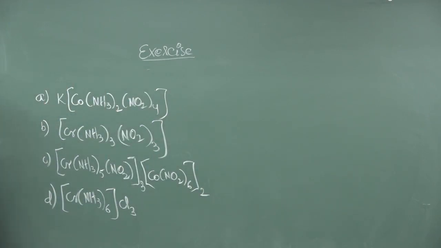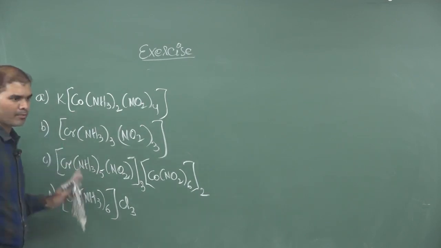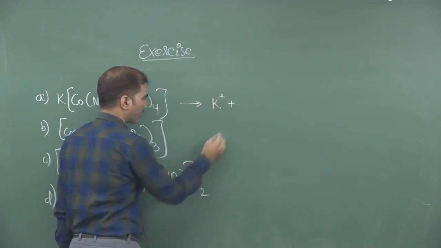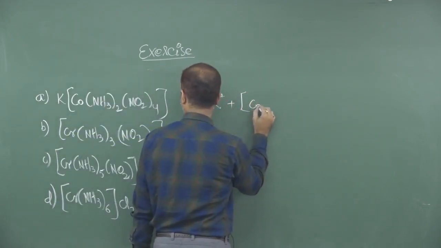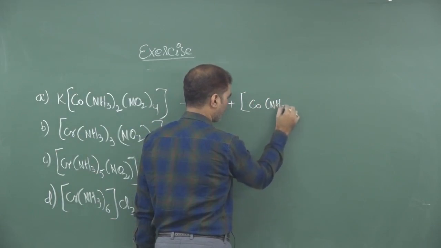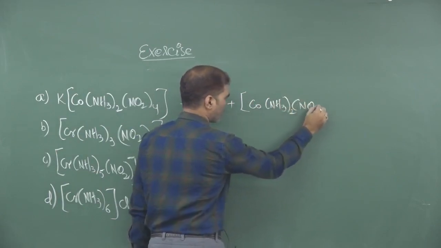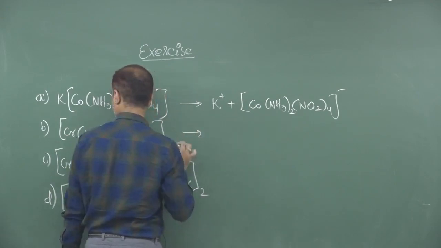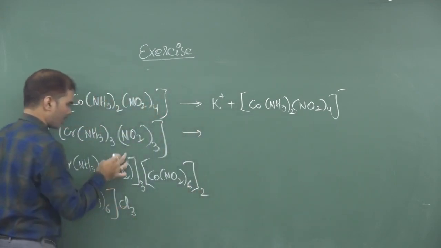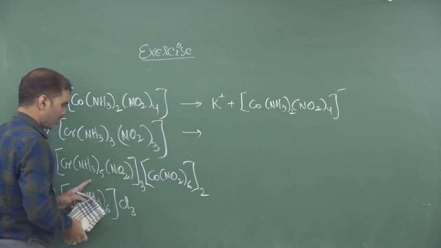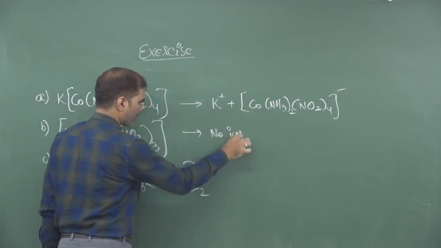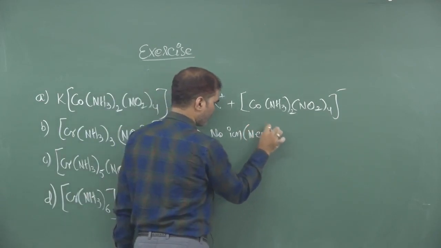First, let us try to break them into ions. That will give you the answer, simple. If you can just break them into ions, that itself will give you the answer. I am breaking them into ions. K+, Co, NH3 taken twice, NO2 taken 4 times, minus. Those are the ions. In the next case, there is no ion at all. This is a neutral complex. In the next case, no ion. It is neutral.